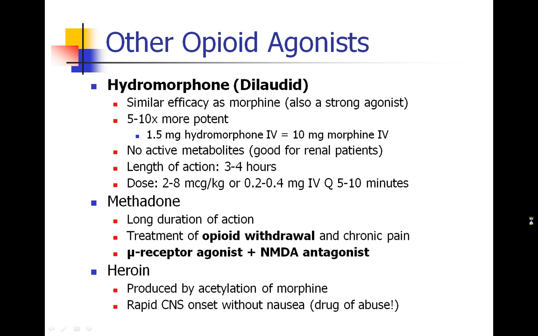It's also used a lot in treatment of chronic pain. It's actually a mu receptor agonist, but also an NMDA antagonist. And those two together seem to have special properties for the treatment of chronic pain. Heroin, which we hear about as a street drug, is actually produced by acetylating morphine. It is still technically available for treatment of pain clinically in Great Britain, although it really isn't used practically anymore.